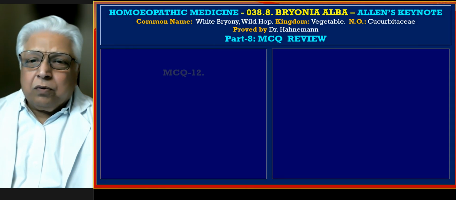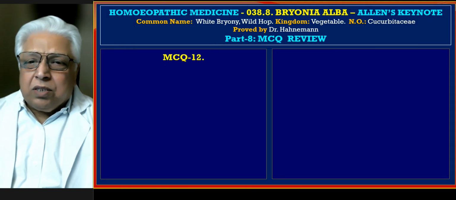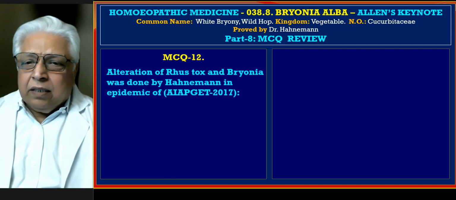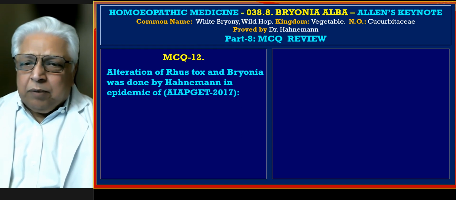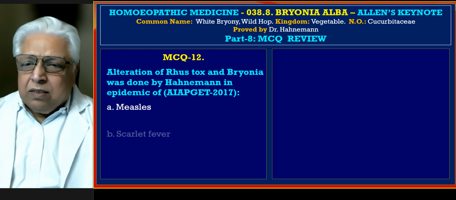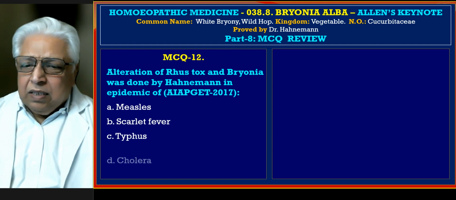Now we go to the next, MCQ 12. Alternation of Rhus tox and Bryonia was done by Hahnemann in an epidemic of: variables include A, measles; B, scarlet fever; C, typhus; and D, cholera. The answer is C, typhus.